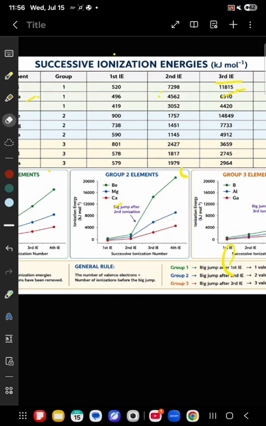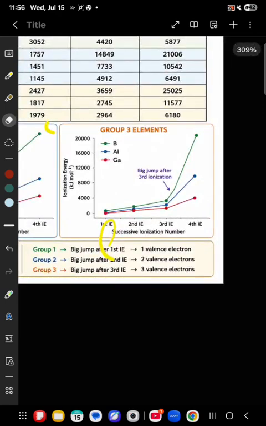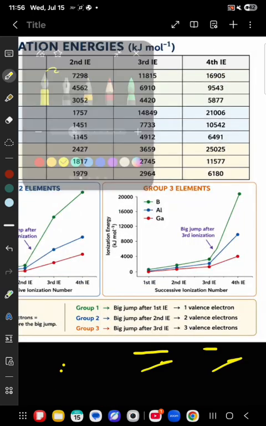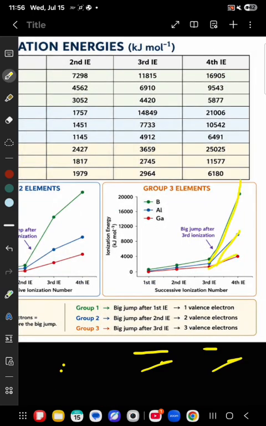The next thing is group 3 elements. The same thing, you will look at the group 3 elements. For group 3 elements, there would be a big jump between the third and fourth ionization energy. It shows that boron, aluminium and gallium have just 3 electrons in the outermost shell. They can lose 3 electrons easily, and for the fourth electron we would have to give a large amount of energy. Again boron has the highest ionization energy, then aluminium, and then gallium.